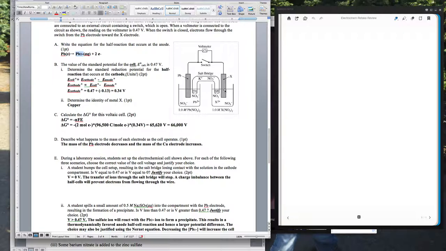So there will be a question kind of like that in the free response. You're going to have to be able to identify which one is the cathode and which one is the anode, and also think about how the mass changes. Okay.